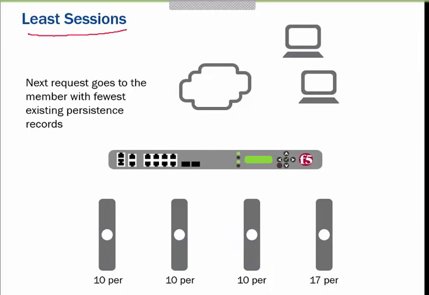Here, the main concept: in least sessions, the new or next request goes to the member with the fewest existing persistence records. Persistence means, as I told you earlier in the last class, that when a client sends a packet, if you have enabled persistence, it will send it to the same server based on the client source IP address. So what happens when traffic comes here?